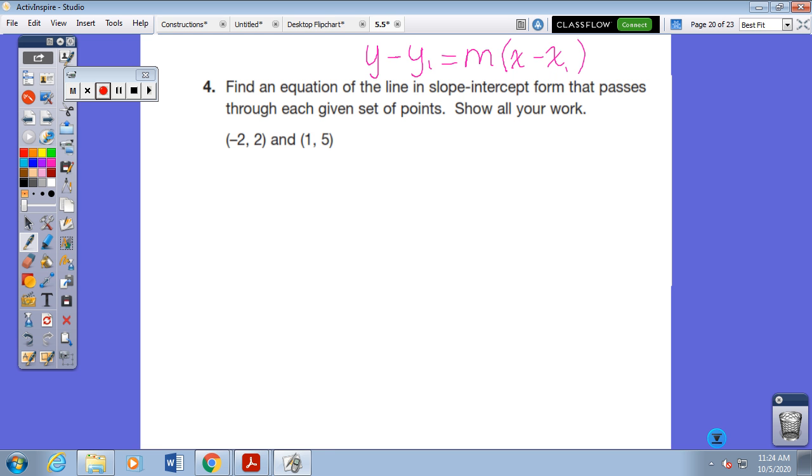Now, let's find the equation of the line in slope-intercept form. So at the bottom, we want it to be in the y equals mx plus b for our answer. So we got to do a little work to get there. You're given 2 points, but we don't have a slope, we don't have an m. Question is, can you find m with those 2 points? Of course we can.